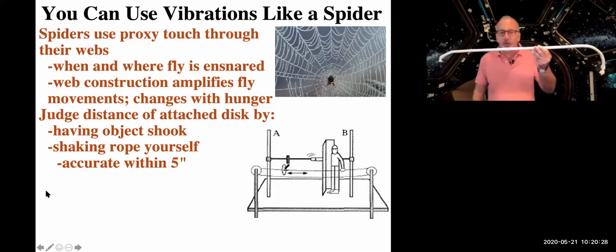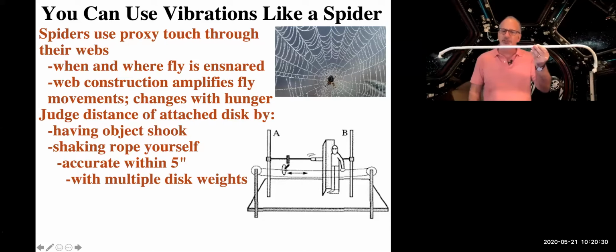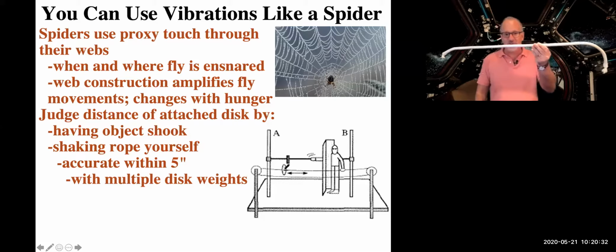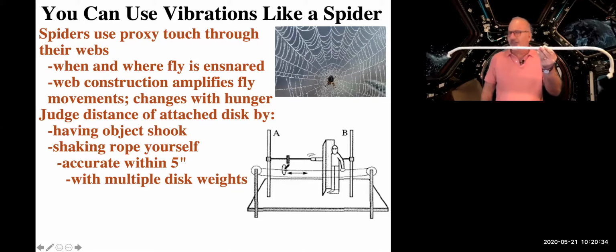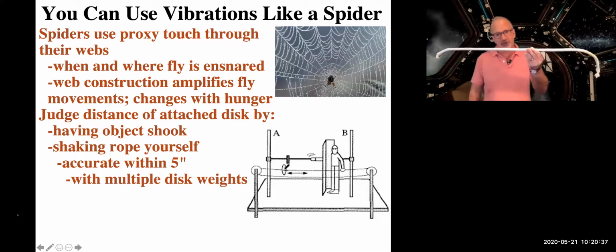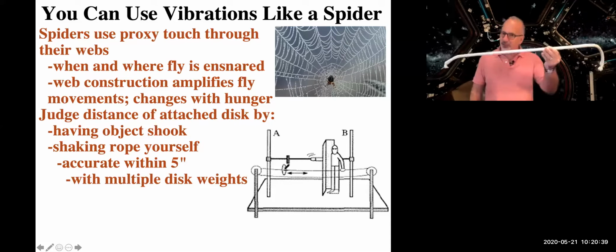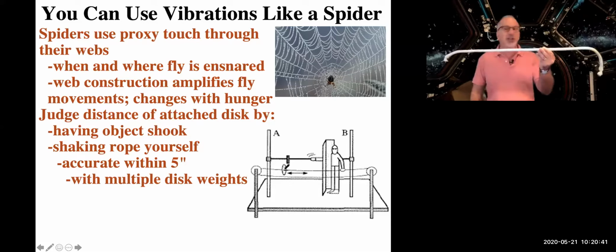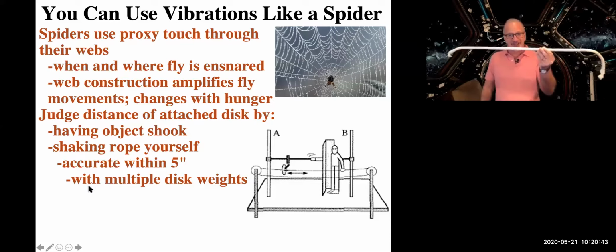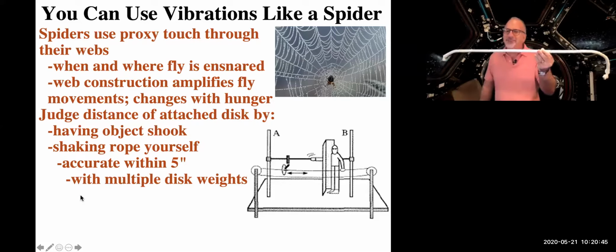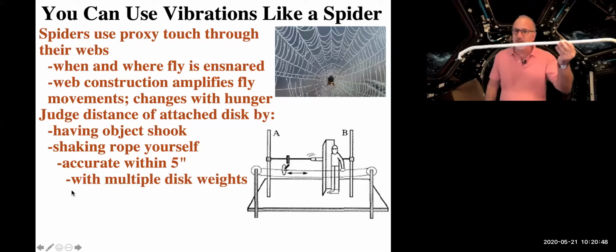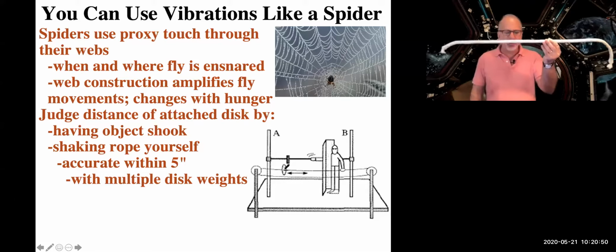And if there's multiple weights on this, if you put multiple discs on this, I can tell you that too, and I can tell you roughly which one is heavier than which, all from the vibrations in a rope. So we're not spiders. We can't make our own ropes. We can't make our own webs. But we can use something like a web in order to tell where something is located.